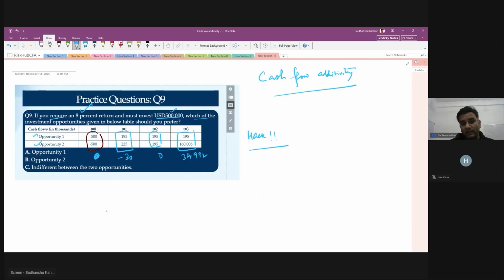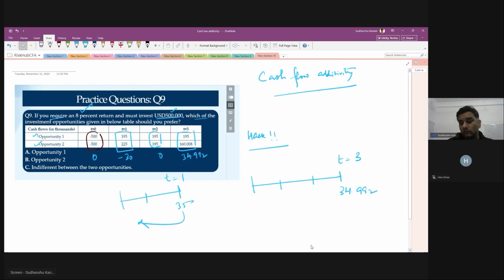So these two cash flows, there is no difference. Basically, the first opportunity has 35 more. The second opportunity, if you consider, has 34.992 more. But the time periods are different. It is t equal to 3, and this is t equal to 1.